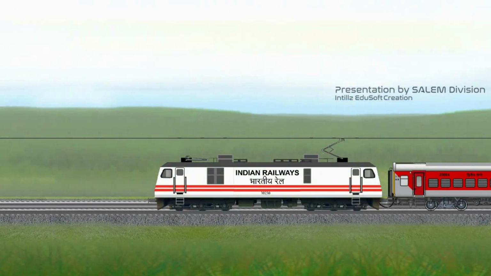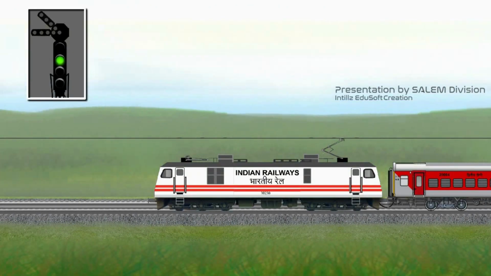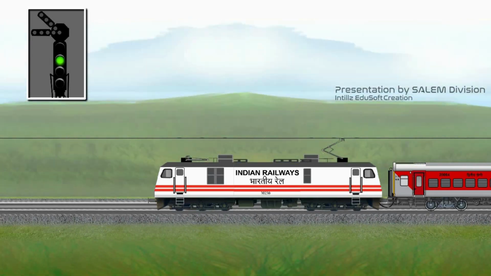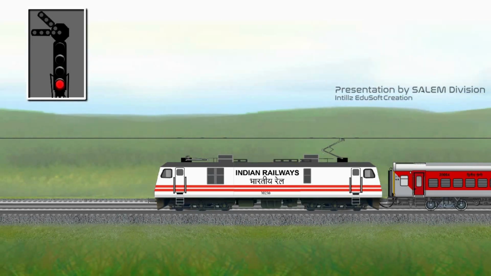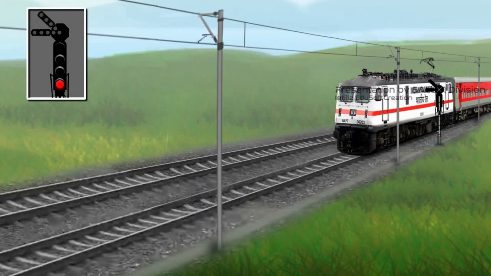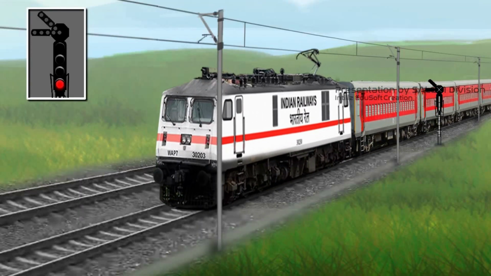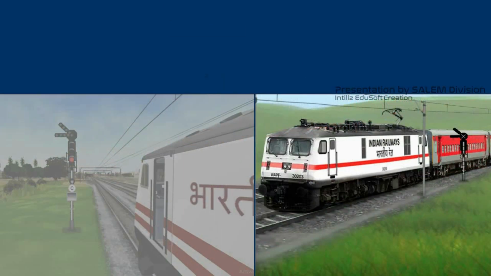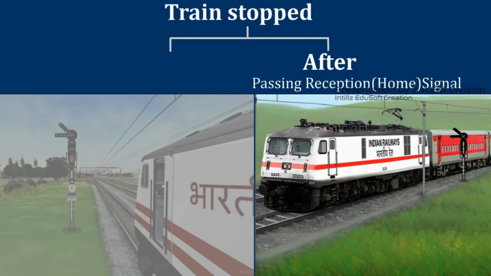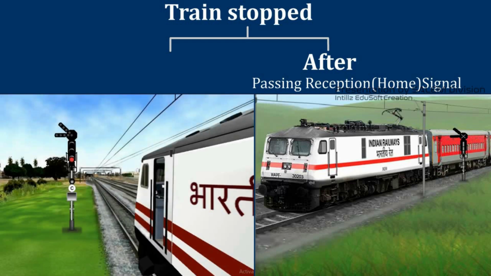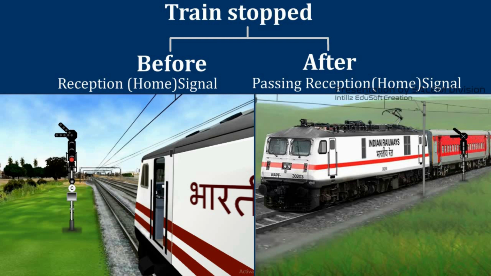During train operation, when the locopilot notices that the reception signal has suddenly flown back to on position, he immediately stops his train. Either locopilot stops his train after passing home signal or he stops his train before the home signal.